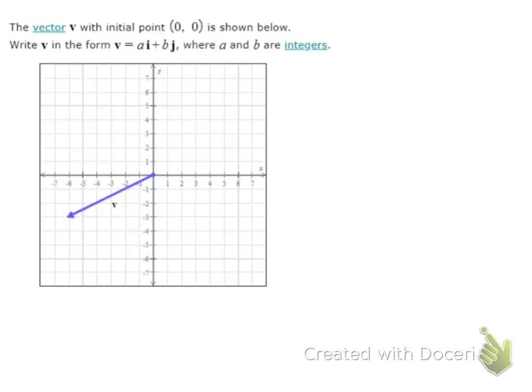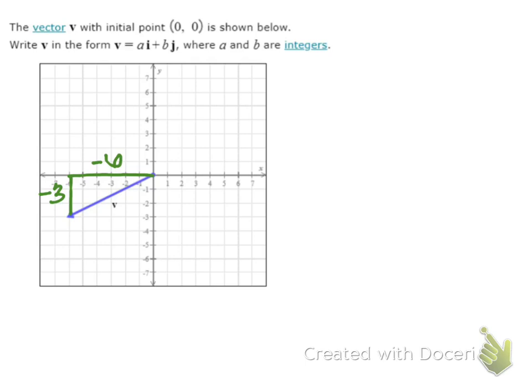So this says we have a vector with the initial point 0, 0. Write the vector in the form of ai plus bj. Well, let's look at the horizontal component. We go -6 to the left, correct? And we go down 3. So this vector would have the component form of -6, -3, right?